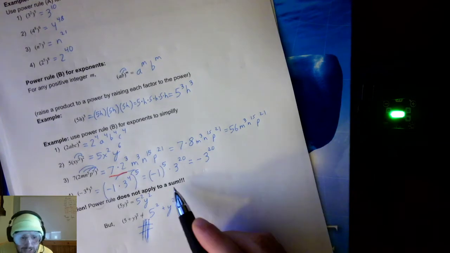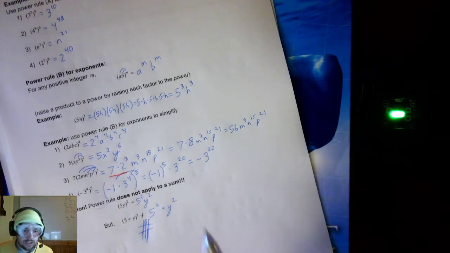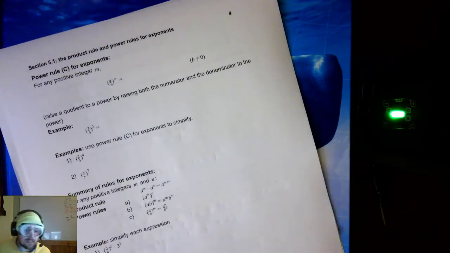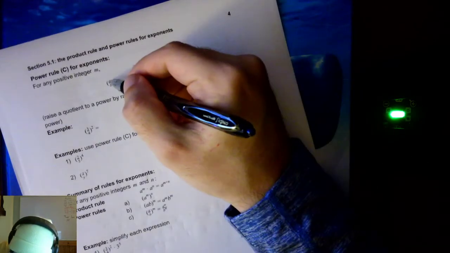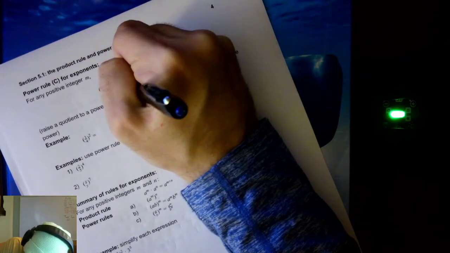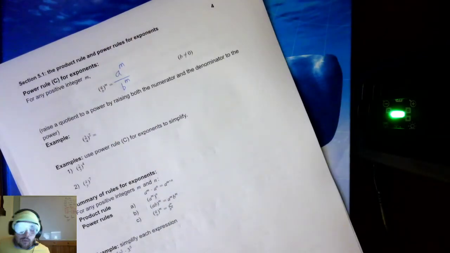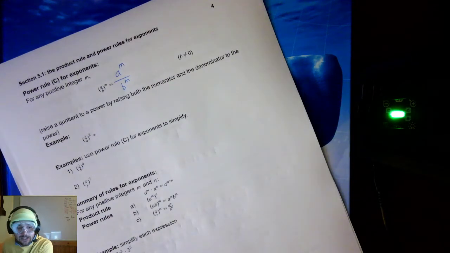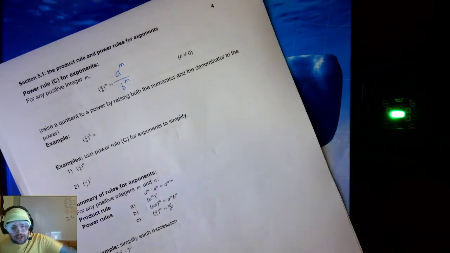It does not work on sums or subtractions. Plus and minus do not play nice with exponents. I cannot say it enough. Now, we have one more rule to take a look at, and this is the last power rule. Here, we have a divided by b all to the m. And once again, you can bring the m inside to both. So powers work nicely with multiplication and division, but not addition or subtraction.